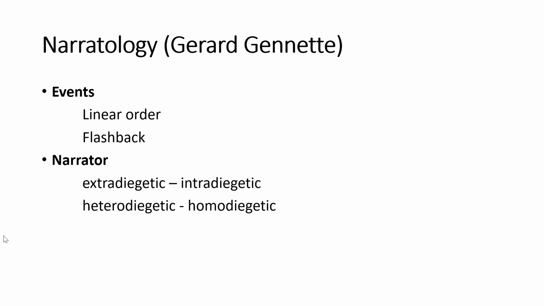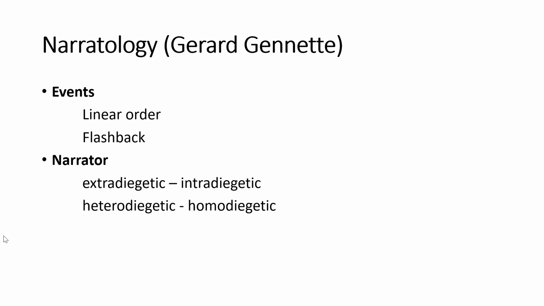So an extradiegetic narrative is a narrative where a storyteller is not a participant of this particular story. So this is the third person narration. The author is outside of the whole situation and is just telling it as a kind of outsider, an absolute outsider.